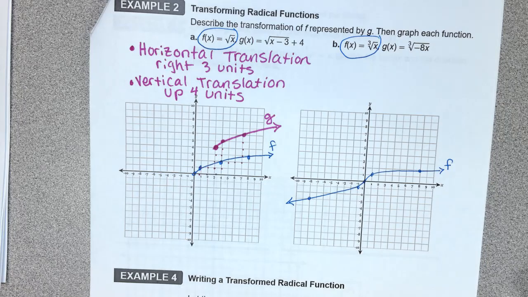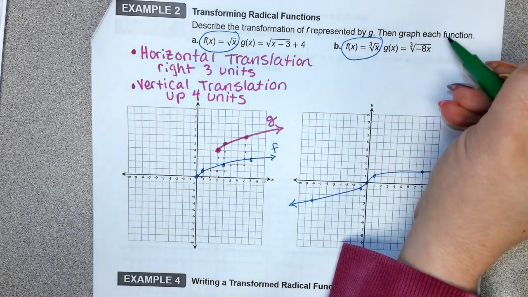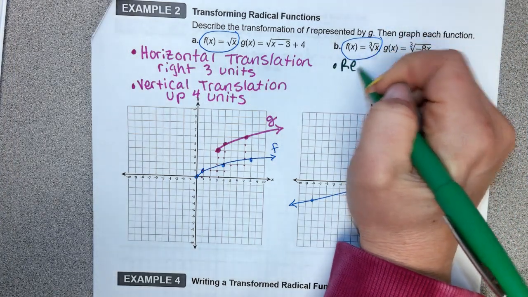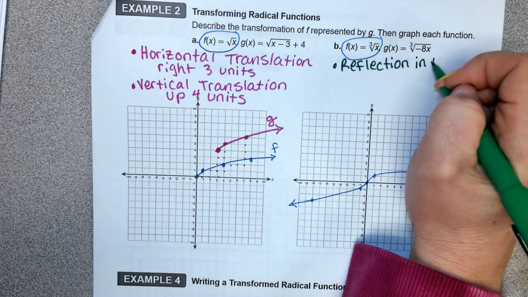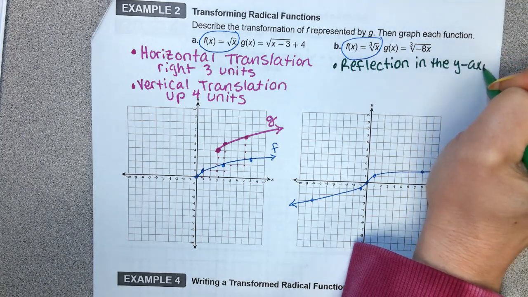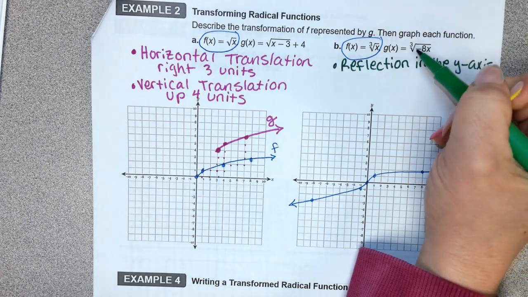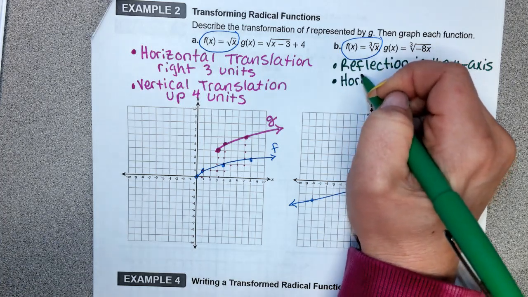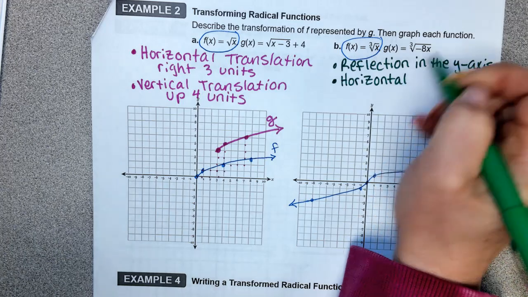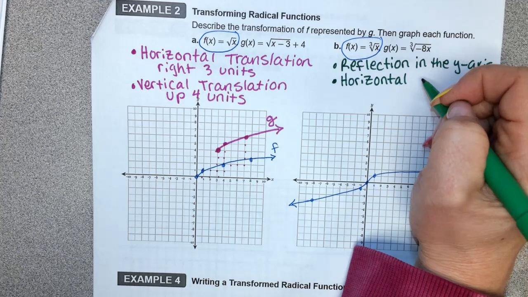Now over here, let's look at this. I'm going to change colors because I'm on the other side of the paper there. I notice that I have a negative, but that negative is under the radical. Negatives are still a reflection, but since this is under the radical, this is going to be a reflection in the y-axis. All right. I have an 8 in front of my variable. However, that 8 is under the radical. So that is going to be a horizontal stretch or compress. In this case, because 8 is bigger than 1, it's going to be a horizontal shrink.